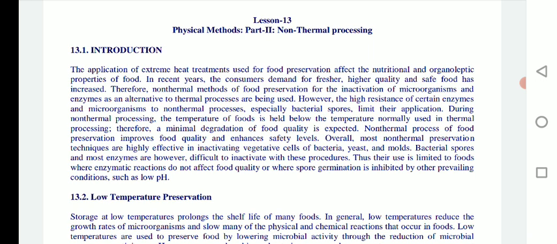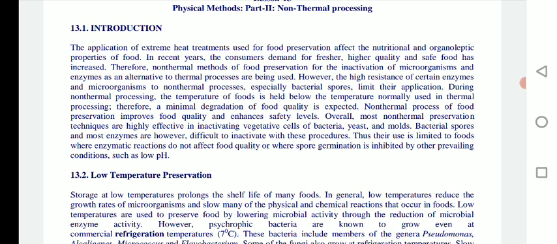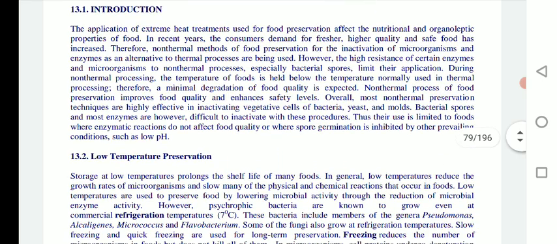So in recent years, consumers demand for fresher, high quality and safe food has increased. So therefore novel non-thermal methods of food preservation for the inactivation of microorganisms and enzymes as an alternative to thermal processes are being used. So besides using thermal process, there are some non-thermal processes. They are pretty much popular nowadays because by using these non-thermal processes, the nutritional properties of food do not get altered.